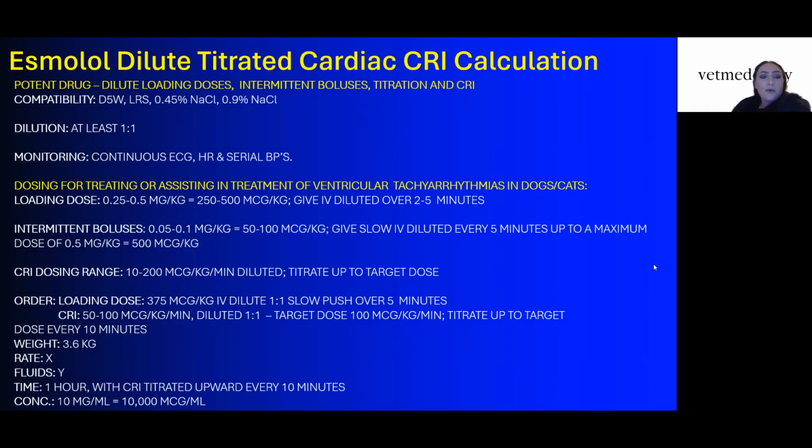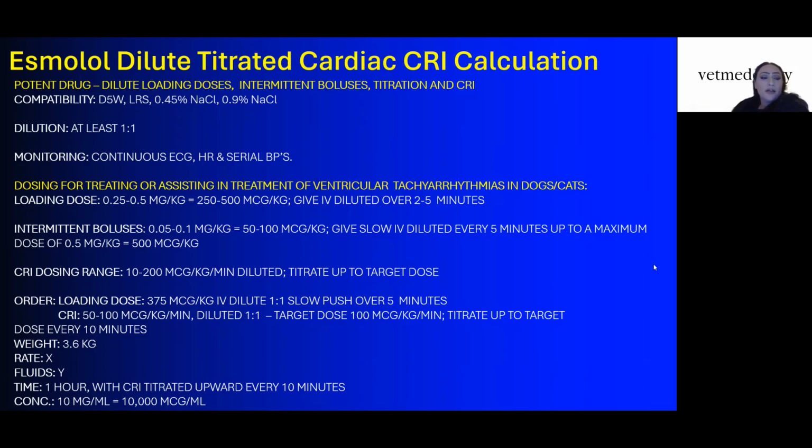So esmolol is a potent drug. You have to dilute loading doses, intermittent boluses, the titration, and CRI. It's compatible with D5W, LRS, half-strength saline, and normal saline. You want to dilute at least 1-to-1. Monitoring is continuous ECG, heart rate, and serial BPs.